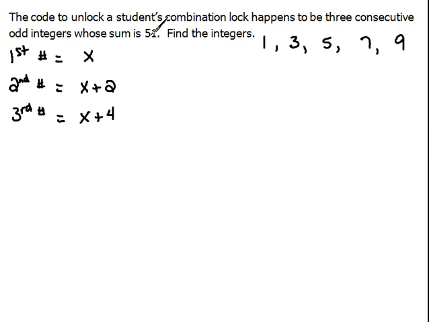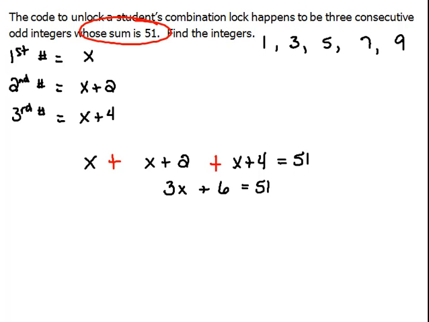Now, we are dealing with a sum, which means we're going to be adding all these things up. The first number, the second number, and the third number. And that sum will be 51. Now we can combine our like terms. We've got 3 x's there, and 2 and 4 would be 6, equals 51. Now we can subtract 6 from both sides to get 3x equals 45. And then dividing both sides by 3, we'll have x equals 15.